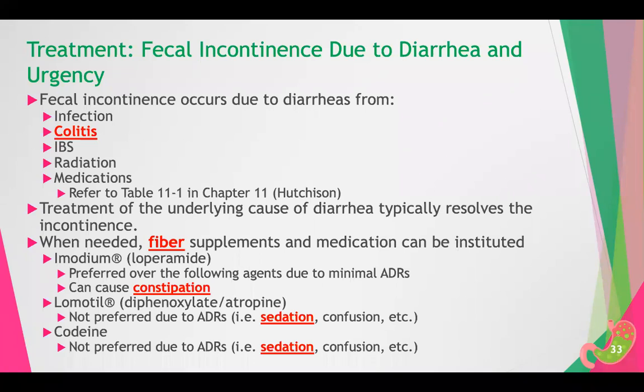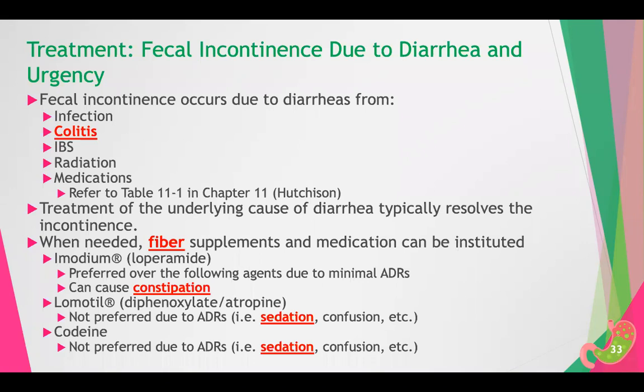For treatment, it's important to treat the underlying cause of diarrhea because this normally will fix the incontinence. When needed, fiber supplements and medications can be instituted. So loperamide is the preferred agent due to minimal adverse drug reactions of the remaining agents that we will talk about. But with loperamide, we do have to be careful because it can cause constipation.